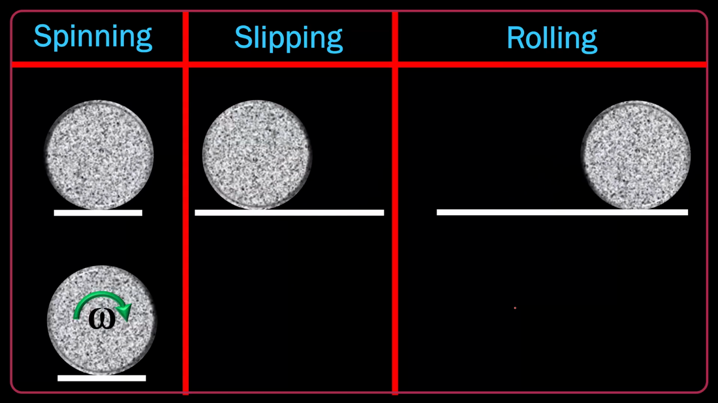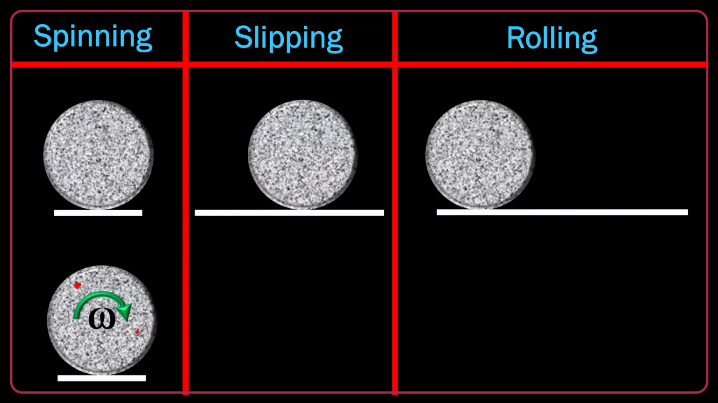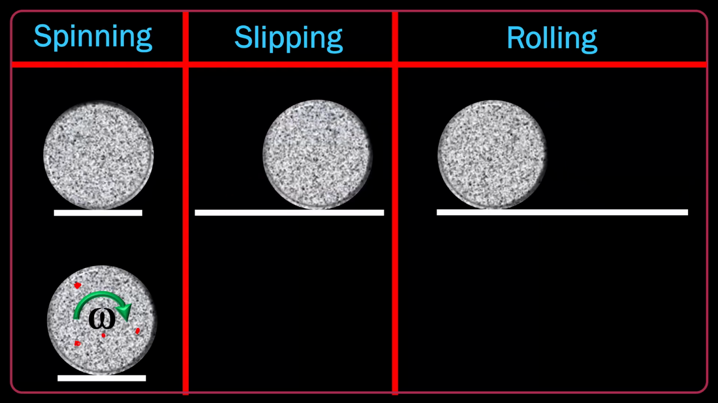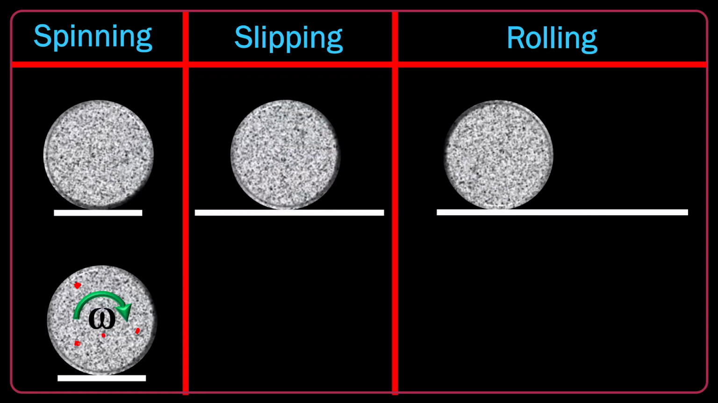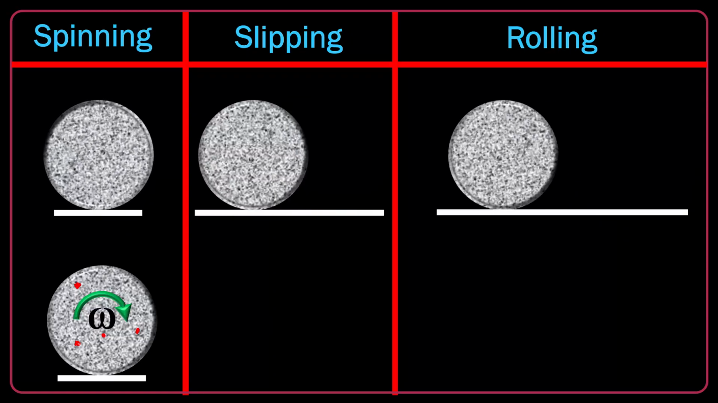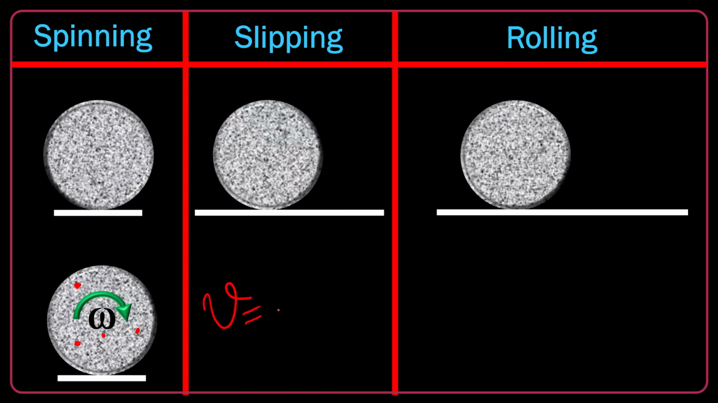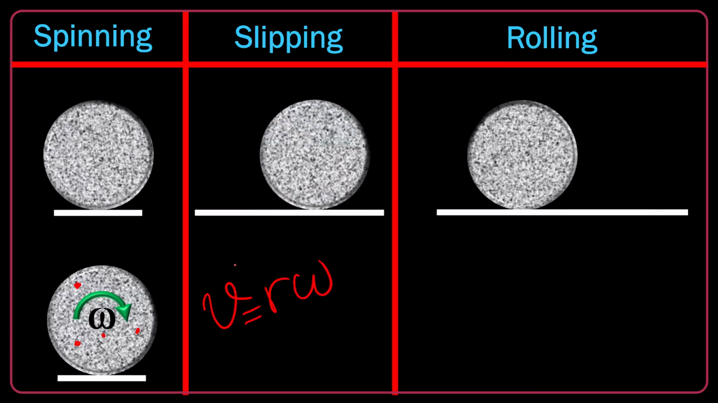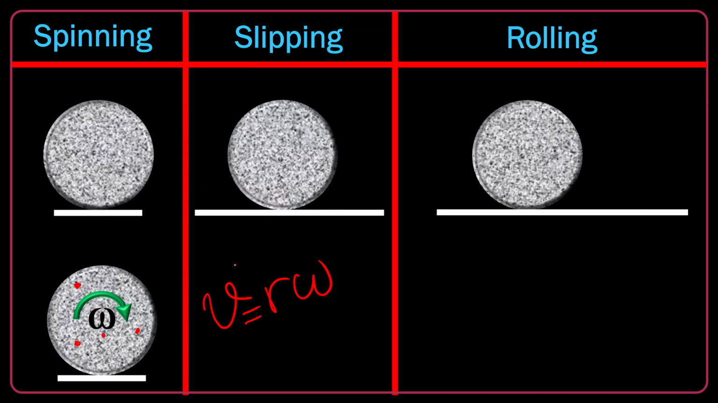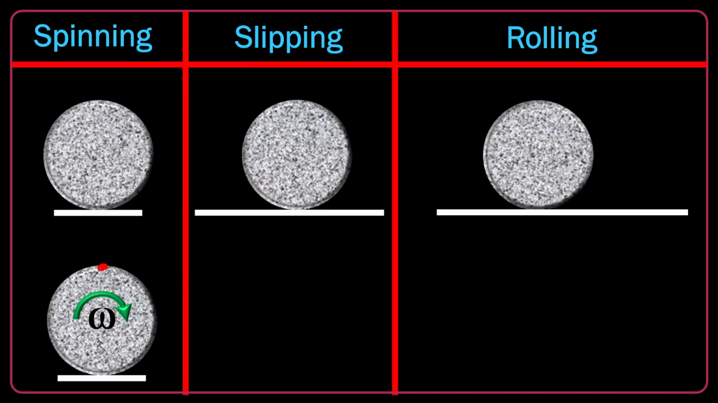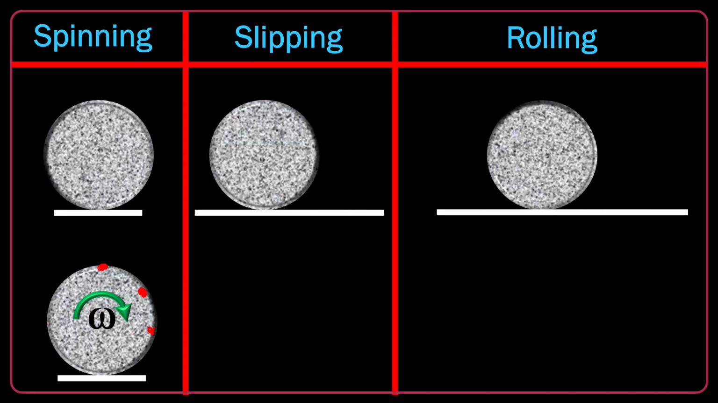In the spinning case, every point on the object, regardless of the distance to the center, will have the same omega because this is a rigid body. But the linear speed is different, because linear speed is related to omega like r omega. Depending on the r, they may have a different speed. Maximum speed is for a point on the circumference of the circle.